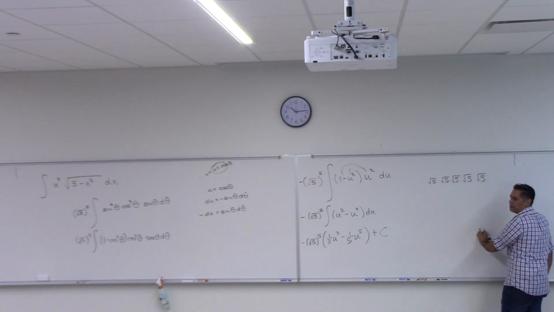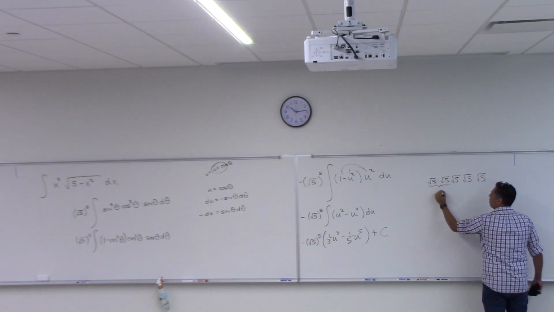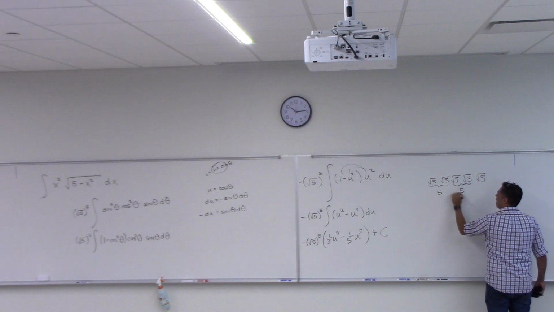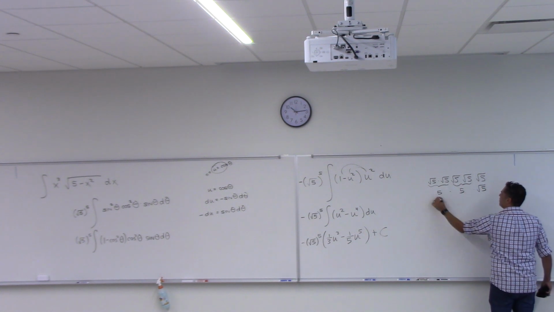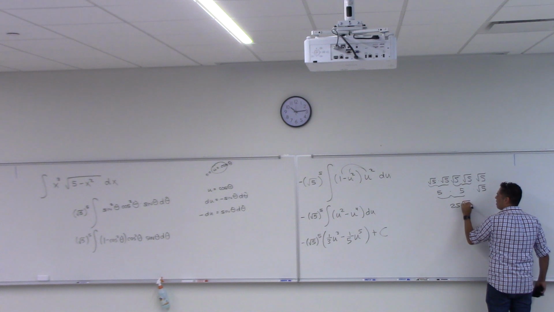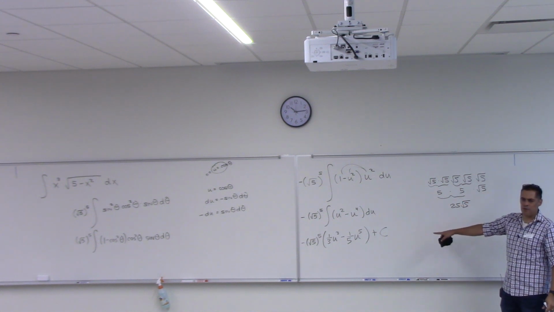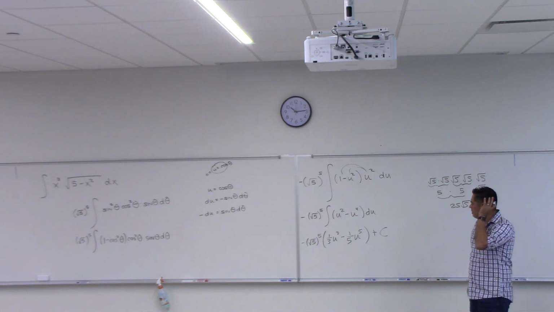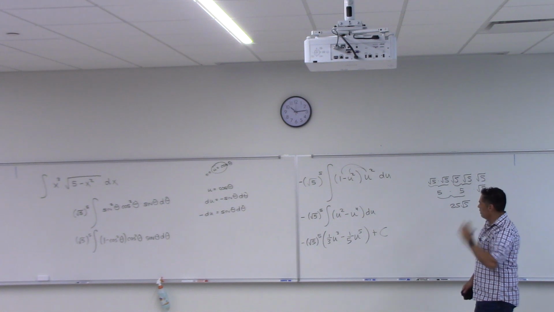It's root 5 to the 5th, right? These two together are 5. These two together are 5. Root 5. 5 times 5 is 25. 25 root 5. I'm going to turn it into 25 root 5 instead of that, all right? But again, I'll deal with that in a minute.